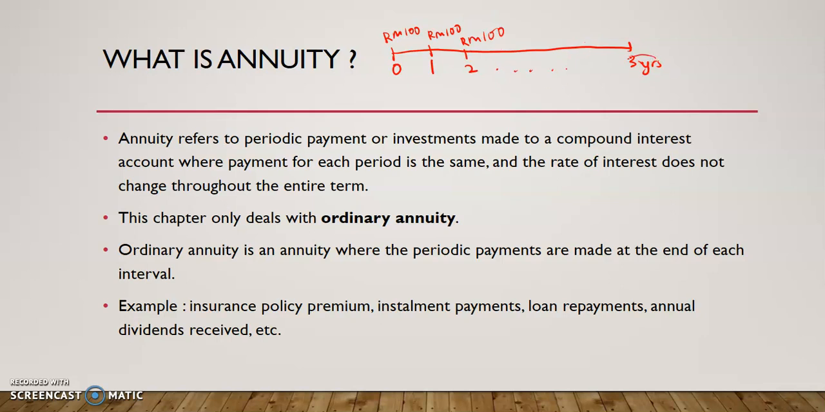So that means your investment is for 36 months, because in 1 year we have 12 months. So over the 3 years of investment, we have 36 months altogether. Okay, I hope you can understand this general concept of annuity.